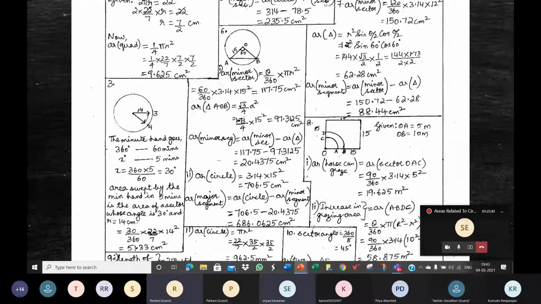Ma'am, can you please repeat your question? Yeah, what kind? Equilateral triangle. It is an equilateral triangle because the sector angle is 60 degrees. The remaining two angles also will be 60 degrees and hence it is an equilateral triangle.